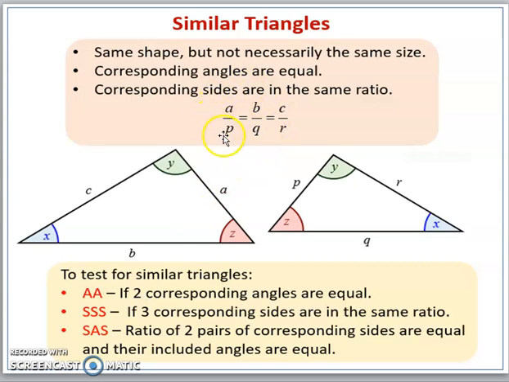So if A by P and B by Q, only these two ratios are equal, then the angle that is included between A and B is Z, and the angle between P and Q is also Z. So if angle Z is given equal, then also we can prove that the triangles are similar.